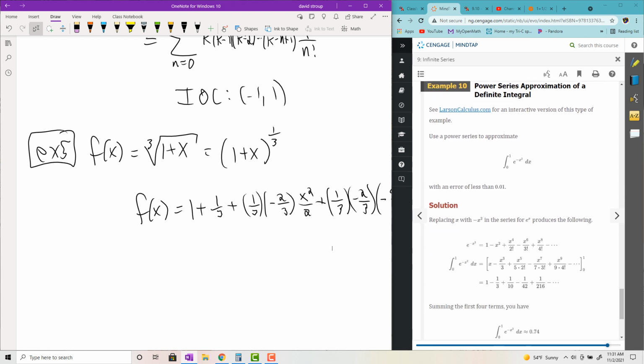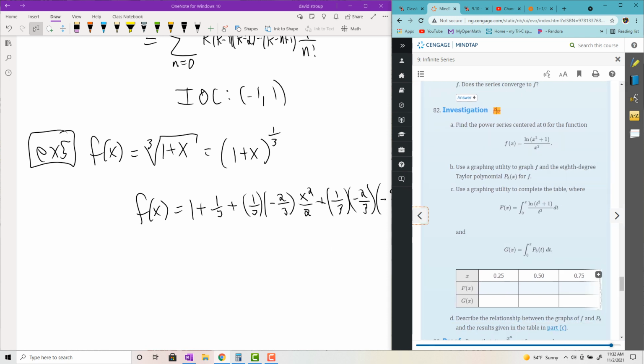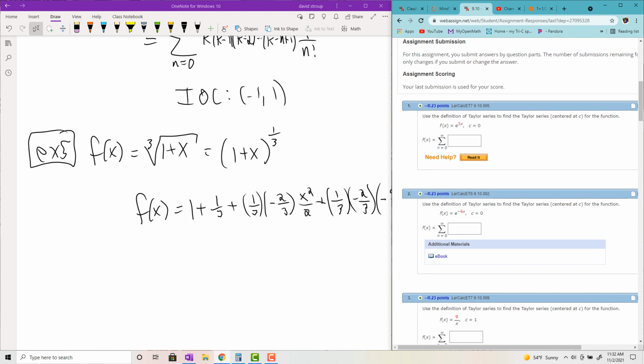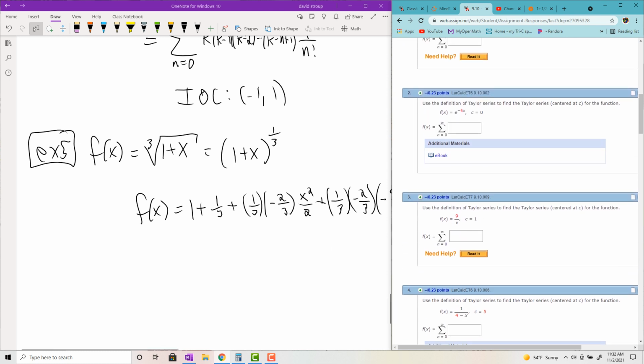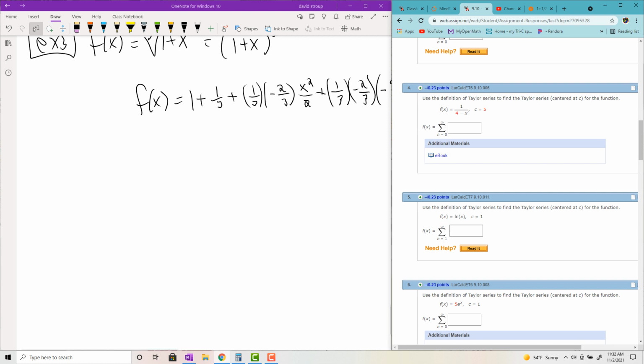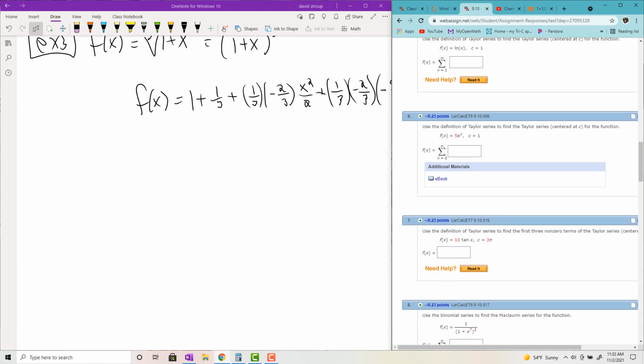And then finally you can use these things to get approximations for non-elementary integrals, which will be the last thing I believe we do in this section. Okay, so let's look at a couple in the homework here. These are just basic ones where you're building the expression.